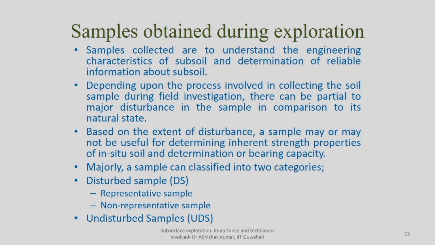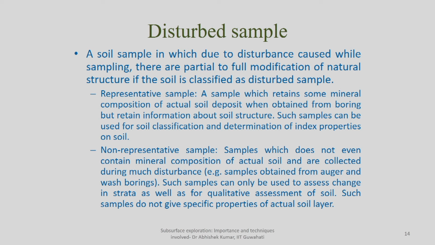Majorly, a sample can be classified into two categories. One is the disturbed sample, which we call DS, particularly when we refer to a bore log. Within disturbed samples you have representative and non-representative samples, and the other category is the undisturbed sample, or UDS. A disturbed sample is a soil sample in which, due to disturbance caused while sampling, there is partial to full modification of natural structure. If the soil has undergone disturbance during collection such that even the soil structure does not remain the same as in natural condition, you call it a disturbed sample.